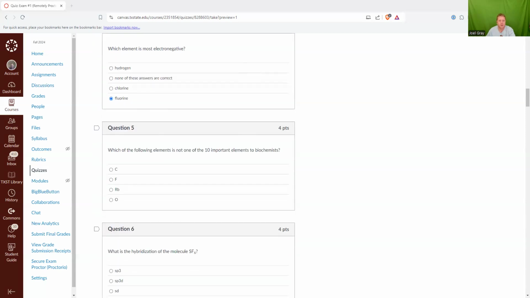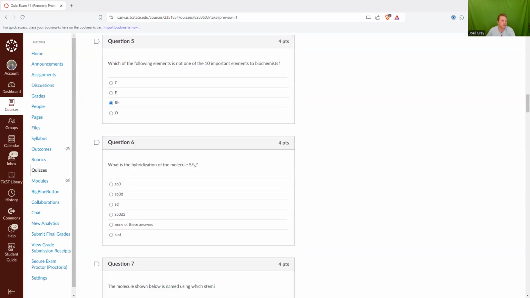Question number 5. Which of the following elements is not one of the 10 important elements for biochemists? Now, the 10 important elements, you had carbon, nitrogen, oxygen, sulfur, then you had your halogens, and those are fluorine, chlorine, and bromine. So this includes carbon and oxygen. And we know that those are going to be pretty important because we talk about those a lot in organic chemistry. The correct answer, the element that is not important to biochemists, is rubidium, Rb.